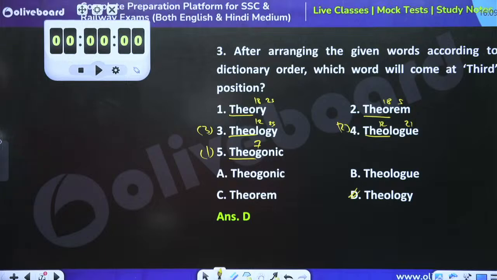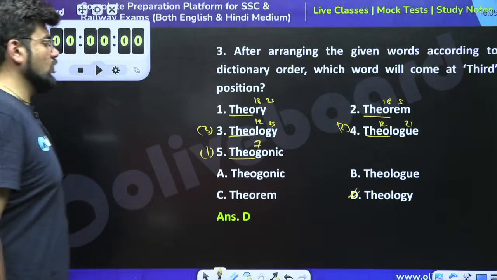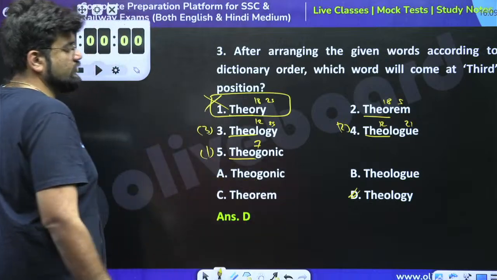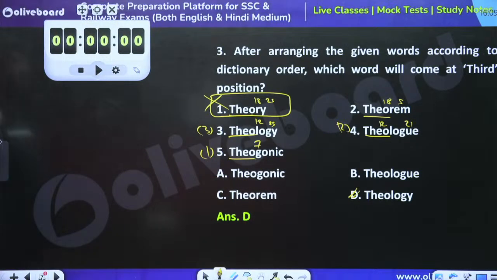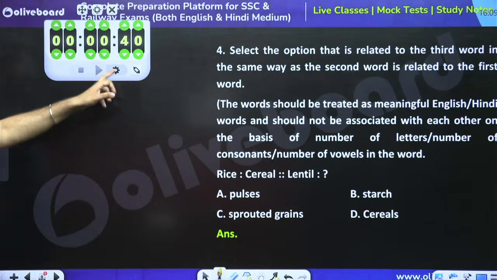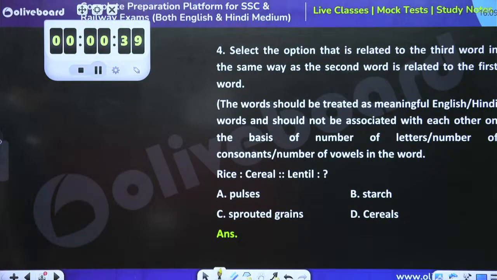Okay, that's how quickly you can get over with this. Also, if you know, theory you didn't even have to check because that's not even there in the options. So, we have only 4 options. Check from those 4 options. Next. Good, very good, Anshu.